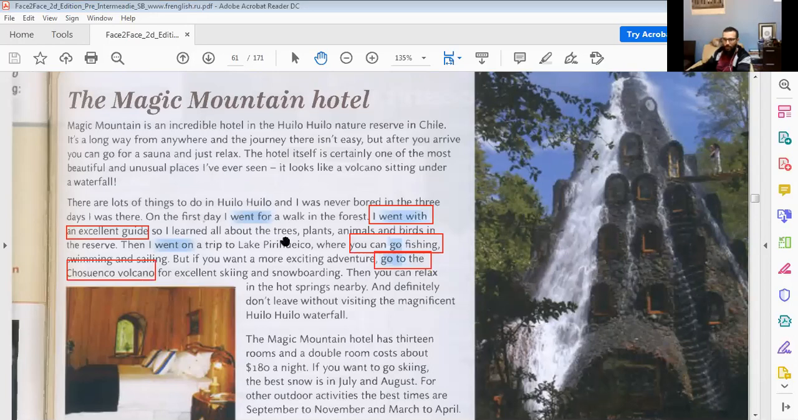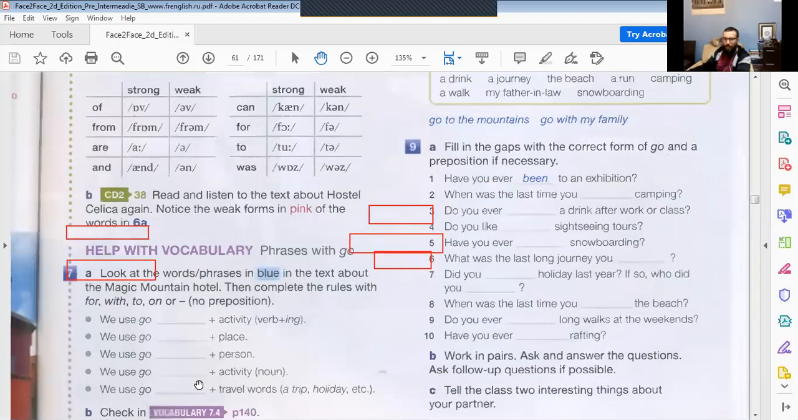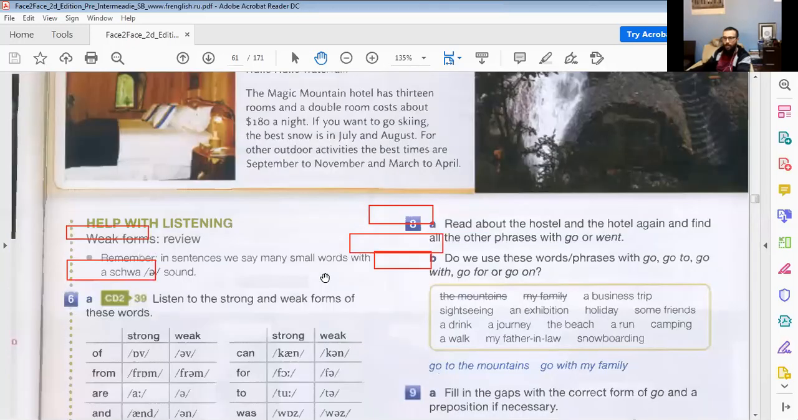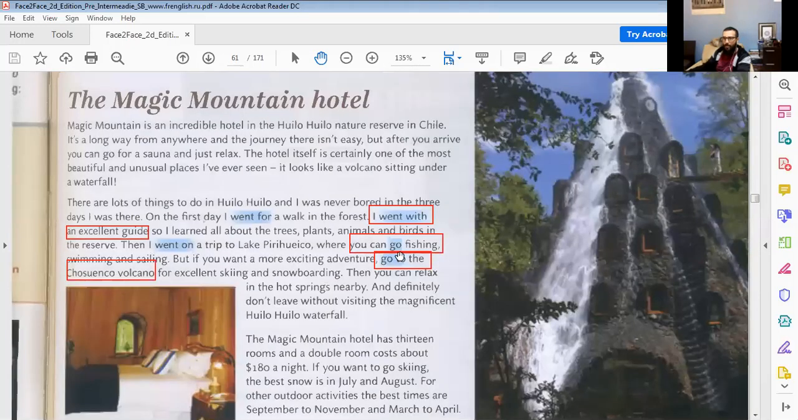Okay, number four, the fourth rule, it says you can use go plus for if you want to talk about an activity or a noun, an activity which is not ing, a noun, like this one. Go for a drink, go for a walk, go for a swim, go for a hike. So we say I went for, like the example here.